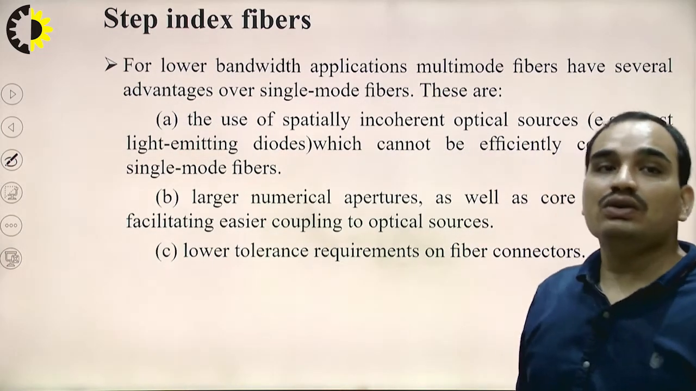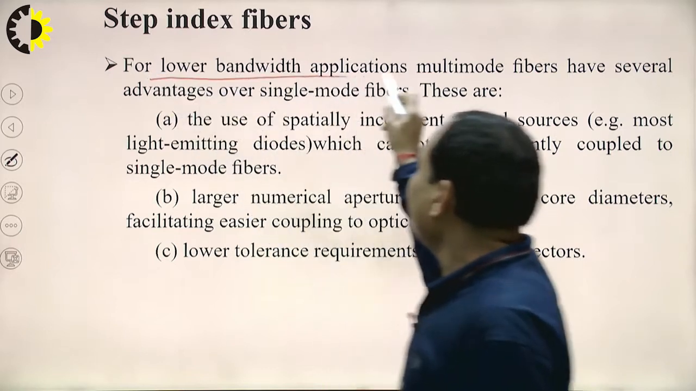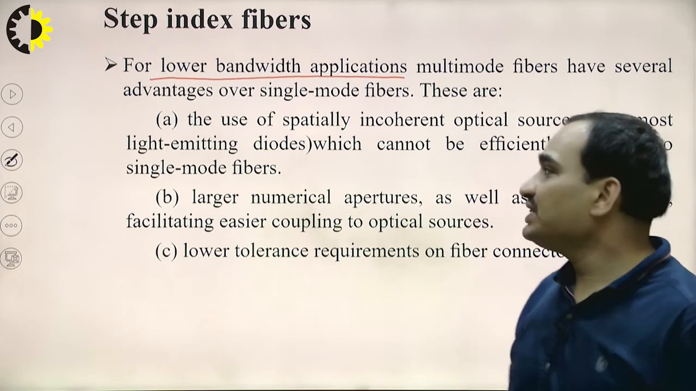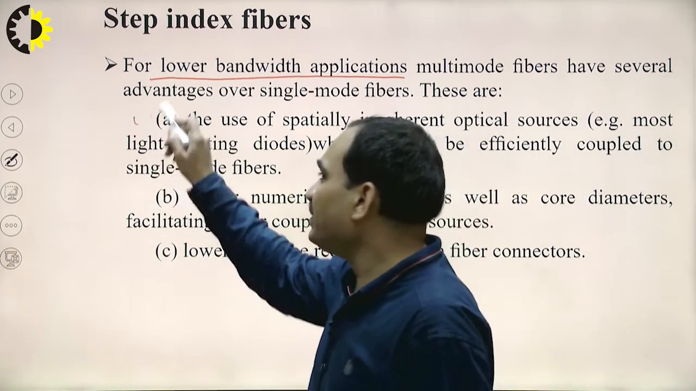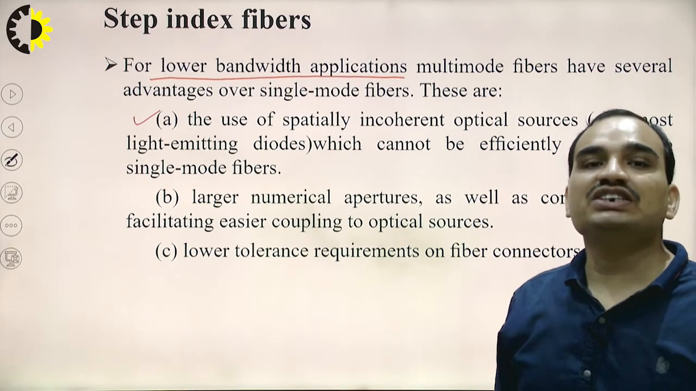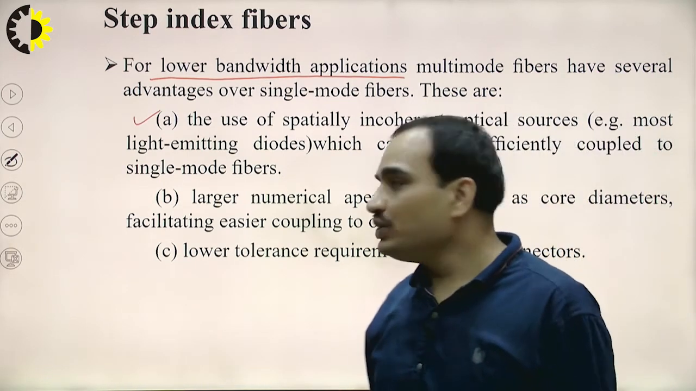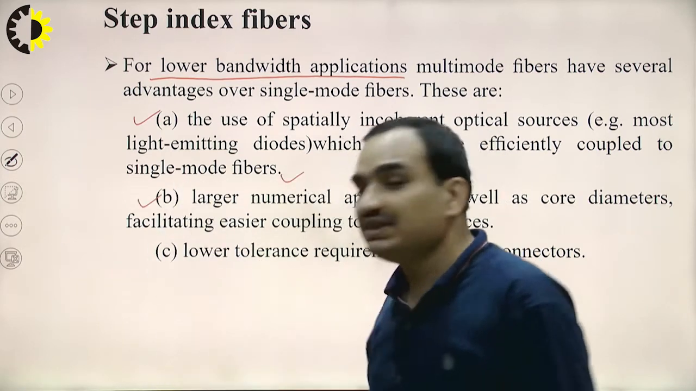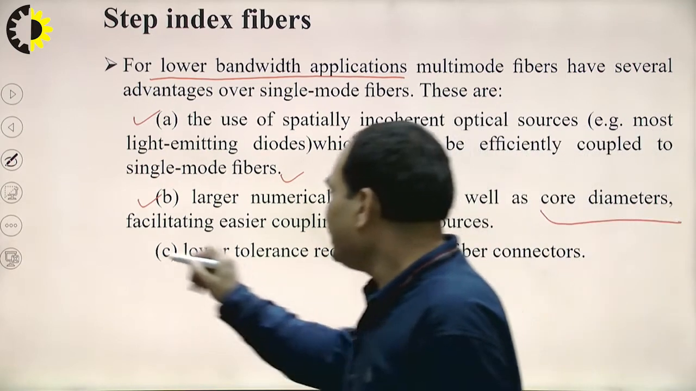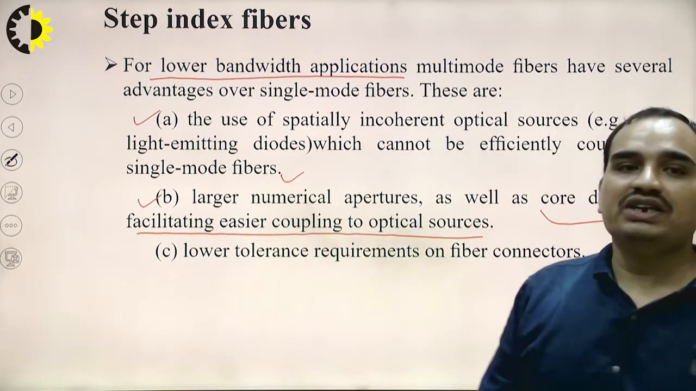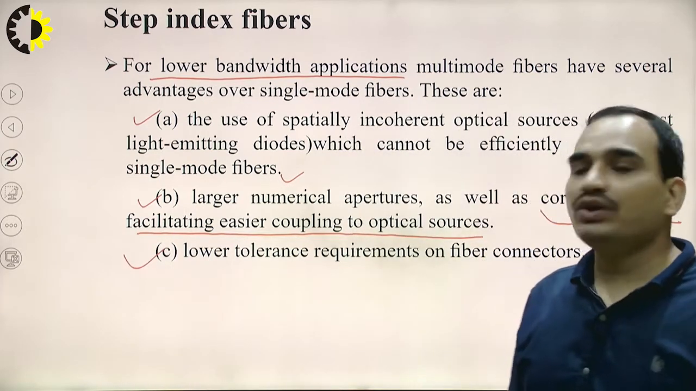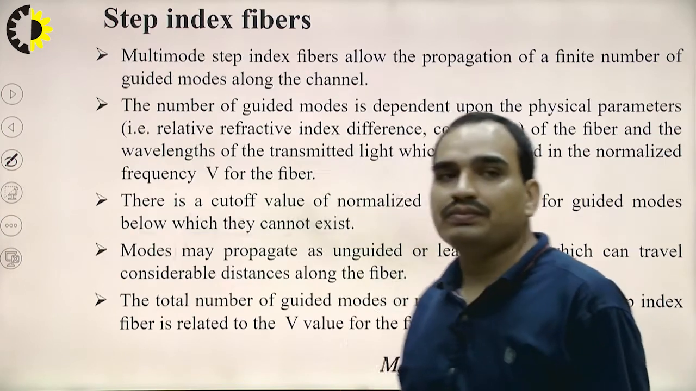So for lower bandwidth applications, multi-mode fiber has several advantages over the single mode fiber. So we have three major advantages. The use of spatially incoherent optical sources which cannot be efficiently coupled to single mode fiber. Another advantage is large numerical aperture as well as the core diameters facilitating the easier coupling to the optical sources. And the third advantage is lowering the tolerance requirement on fiber connectors.